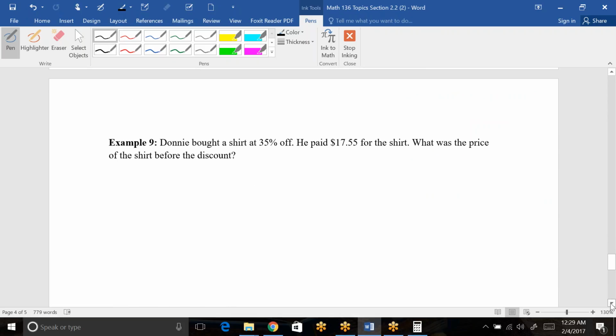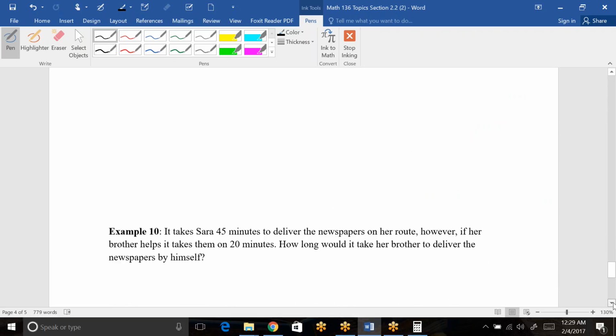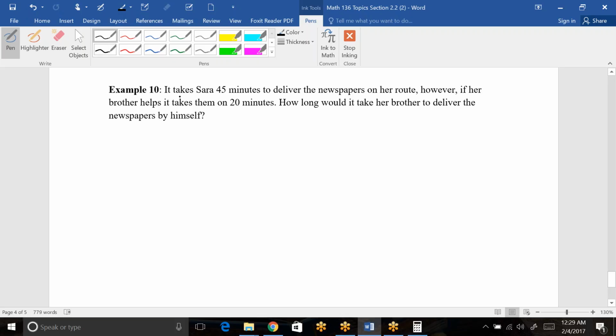Okay, I'm going to come back to number 9 because it's different, but 10 is just like that one. So this one says it's in minutes this time. So it takes Sarah 45 minutes to deliver newspapers on her route by herself. So that means she does 1 out of 45 newspapers per hour.